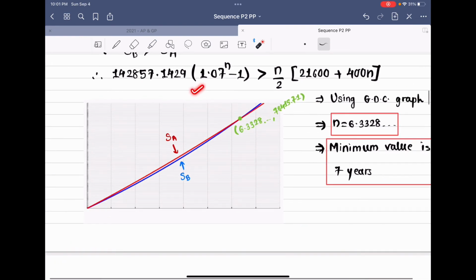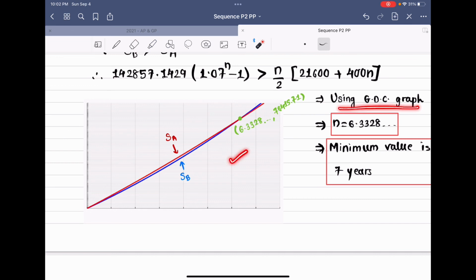First type this y1, y2, plot the graph, and adjust the view window if you are not getting it. You can see that they are intersecting at one point. Find the point of intersection. My point of intersection is 6.3328, 76415.71. So I'm writing this using the GDC graph.